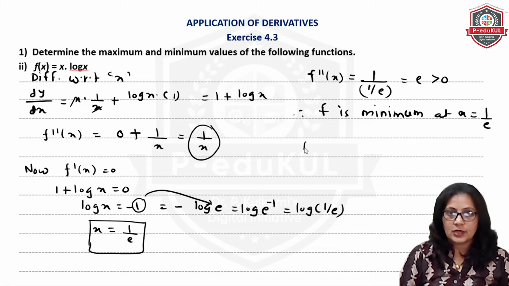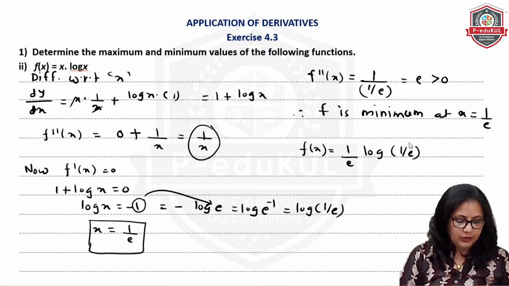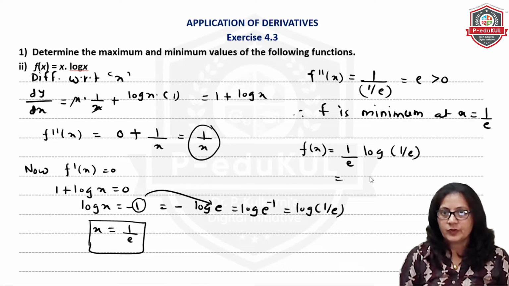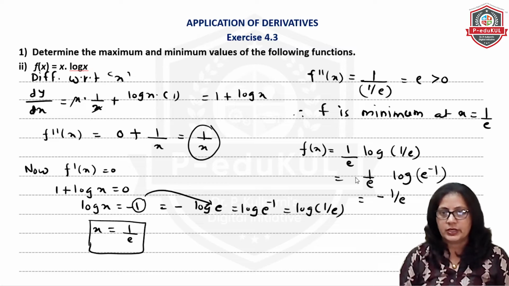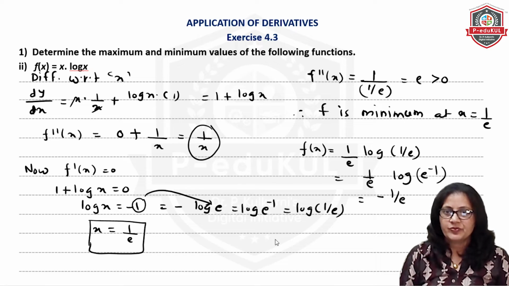So that is f of x is equal to 1 upon e log of 1 upon e. So this will be 1 upon e log of e inverse. That's it. If I solve it further, this will be minus 1 upon e, since log e to the base e will be 1 and this -1 will come down to this side. So you will get the value f of x is equal to minus 1 upon e. That's it.